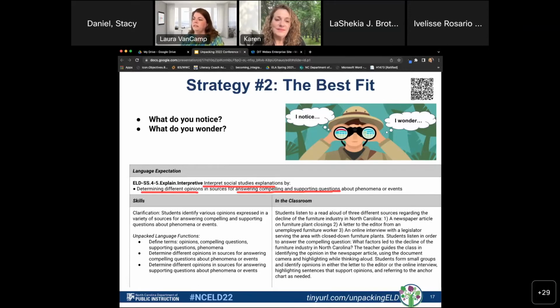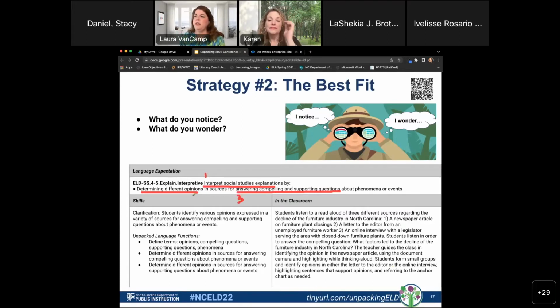The teacher guides the class in identifying the opinion in the newspaper article, using the document camera and highlighting while thinking aloud. That's a great way to do it. Students form small groups and identify opinions in either the letter to the editor or the online interview, highlighting sentences that support opinions and referring to the anchor chart as needed. All right, so as Stacy has underlined here, we're looking at what skills the standard is asking us to do.